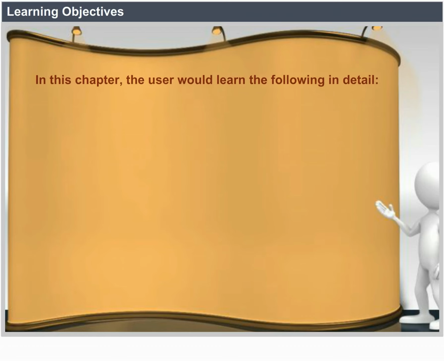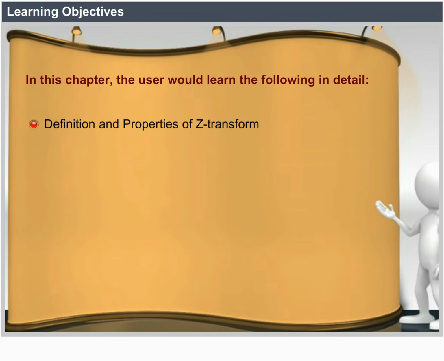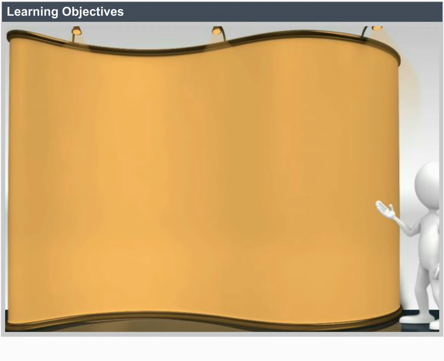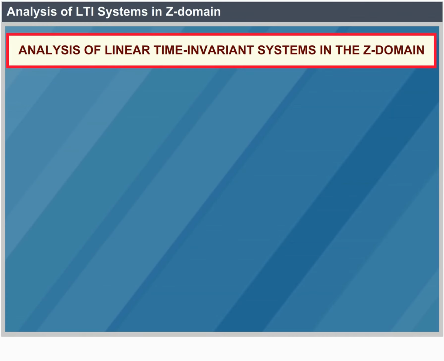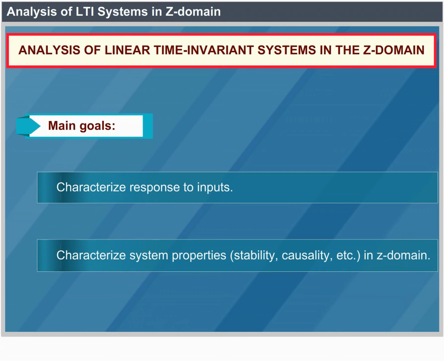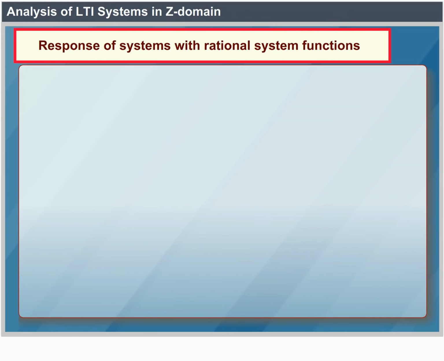Learning objectives. In this chapter, the user will learn the following in detail: definition and properties of the Z transform, rational Z transforms, inverse Z transform, one-sided Z transform, and analysis of LTI systems in the Z domain. Main goals: characterize the response to inputs, and characterize system properties such as stability and causality in the Z domain. Response of systems with rational system functions.